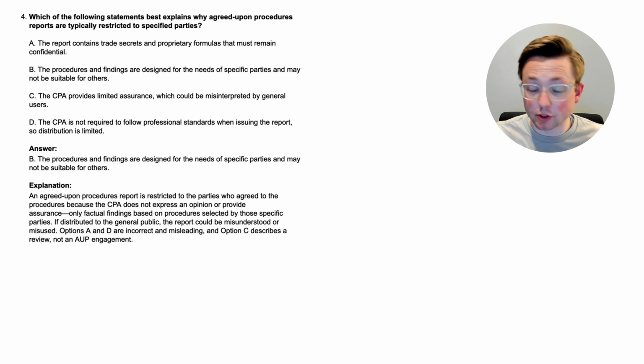The reason that it's usually restricted to specific parties is because it's for a very specific purpose. You are only doing the procedures that were agreed upon, nothing else. But if it got into other people's hands who didn't know the specific things that were asked or the specific procedures, and didn't understand that very well, they could misunderstand it and think, oh, they're giving an opinion, things are bad, or whatever the case is. So usually it is restricted to the specified parties who asked for it or who were supposed to receive it in the first place. So we learned a little bit more there about agreed upon procedures. Now let's go to the next question.